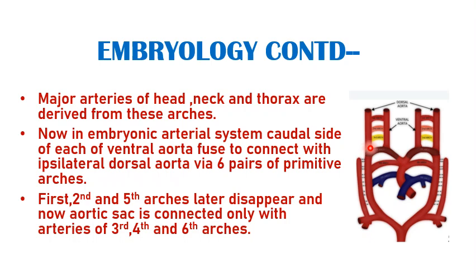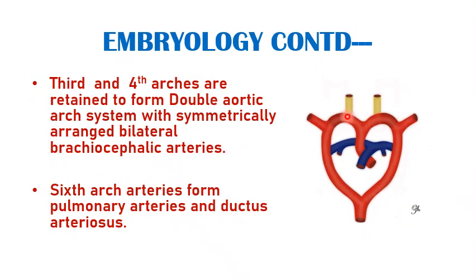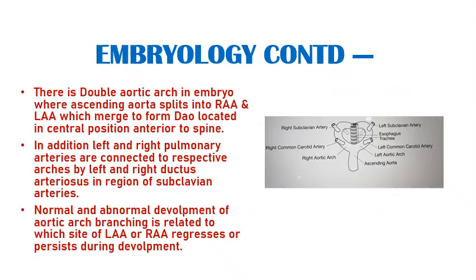Now in the embryonic arterial system, the caudal side of each ventral aorta fuses to connect with the ipsilateral dorsal aorta via 6 pairs of primitive arches. The first, second and fifth arches later disappear and only the third, fourth and sixth arches are left. Third and fourth arches are retained to form a double aortic arch system with symmetrically arranged bilateral brachiocephalic arteries. Sixth arch arteries form the pulmonary arteries and ductus arteriosus.